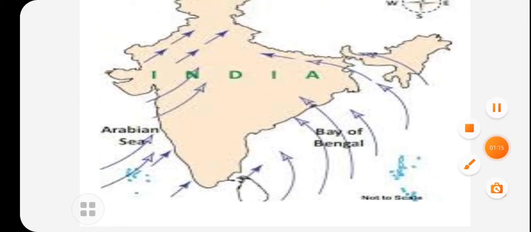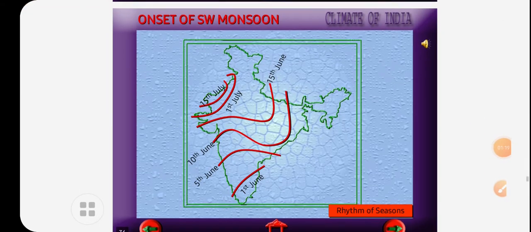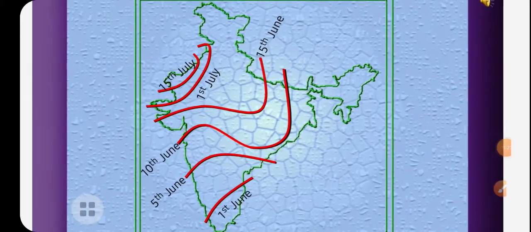Here we can see in the map that in the Arabian Sea, the Arabian Sea branch enters, and simultaneously from the Bay of Bengal. So how both sides affect it. Now another map we can see here. You can see here how the monsoon enters India.